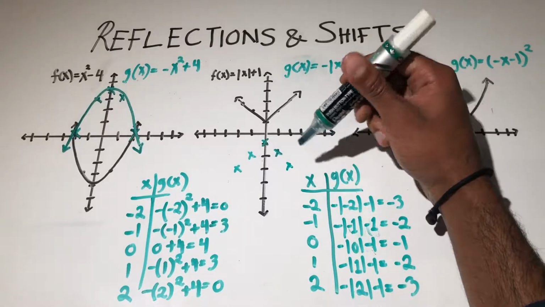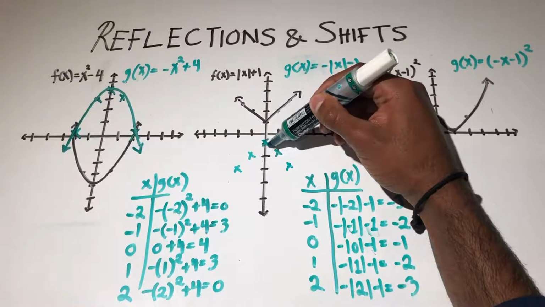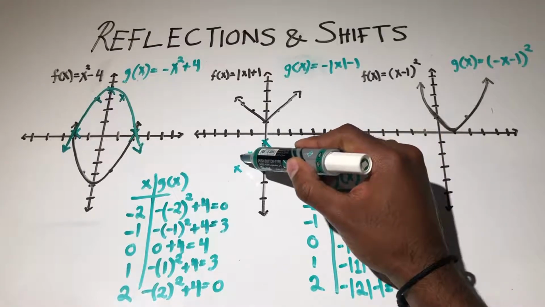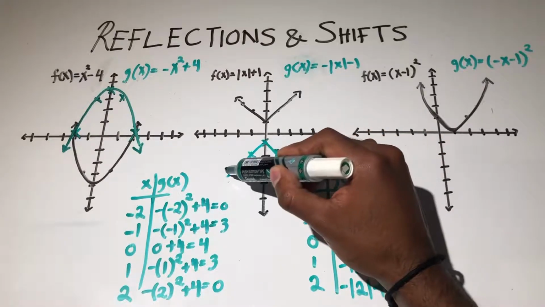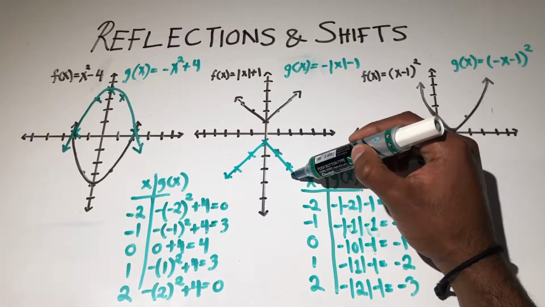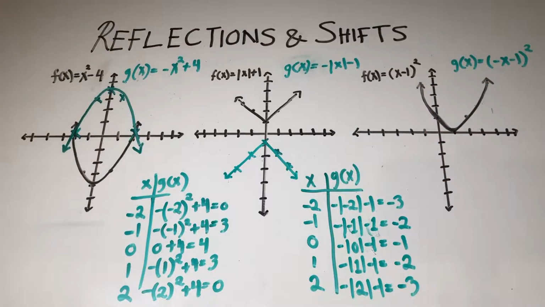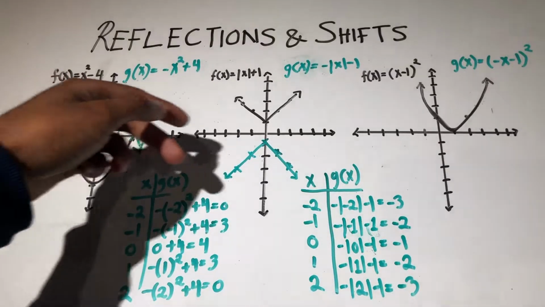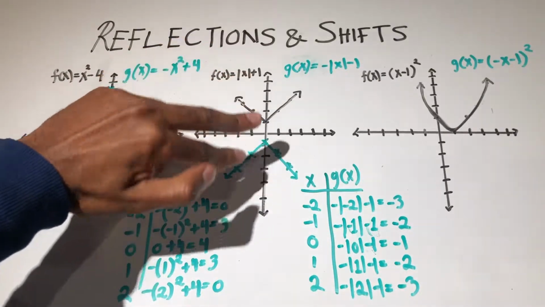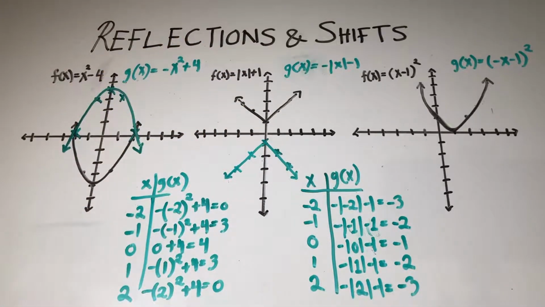And we can go ahead and plot and connect those dots. And there's our new graph. Notice how the function has shifted, or excuse me, has reflected across the x-axis.